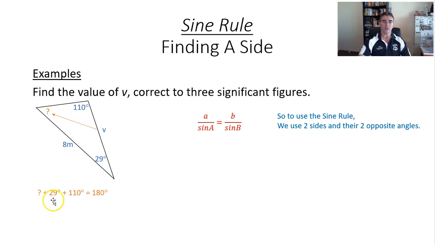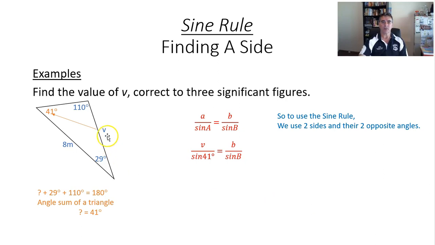So what angle plus 29 plus 110 equals 180? Because remember, the angle sum of a triangle is 180 degrees. And then we find that that missing angle is 41 degrees. So we have to do a little bit of working first before we can actually go and use the sine rule. So let's put that 41 degrees in there, make it a bit easier for us when we're doing our substitution.